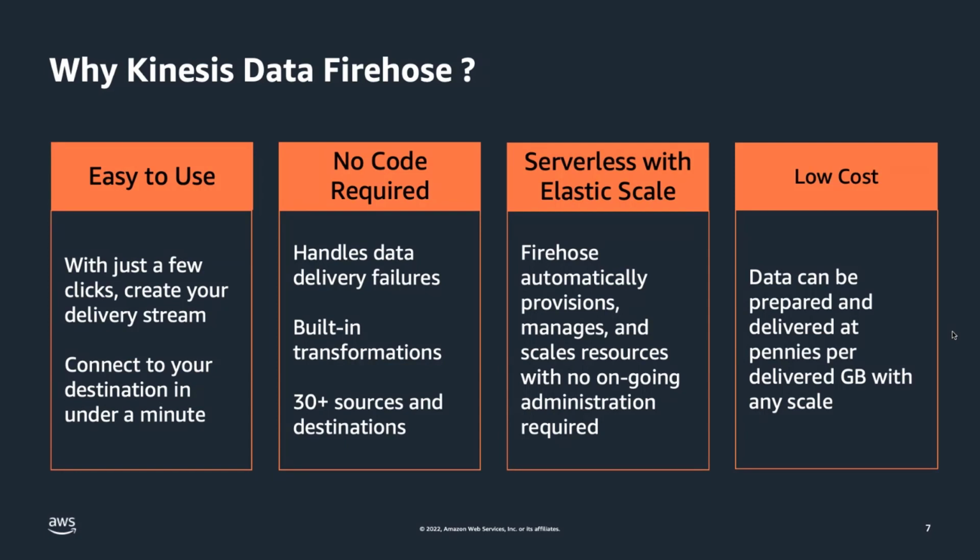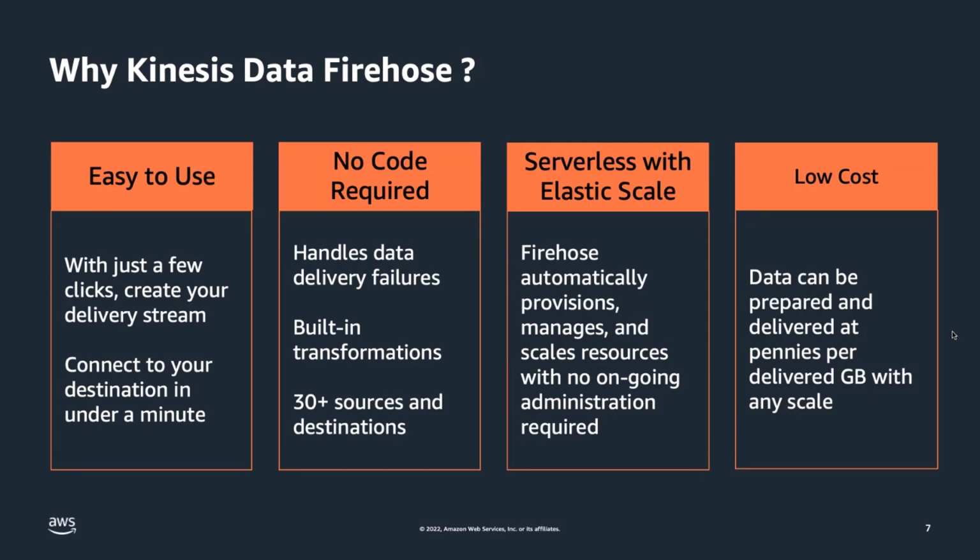With Firehose, you automatically provision, manage, and scale your network, compute, memory, and any network resources in a fully managed service. No ongoing administration is required from your side. It's a serverless service that's offered by AWS. It will allow you to easily transform raw streaming data from one format to another, or to buffer or to compress, the things that we mentioned in the previous slide. Again, you can do that without any code required from your side.